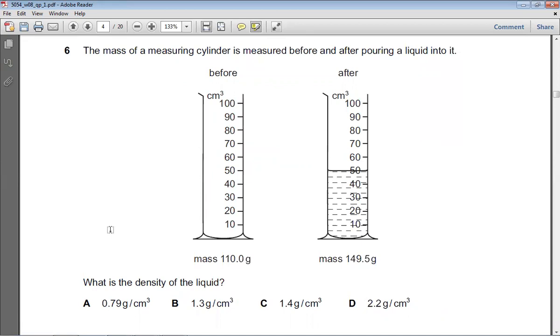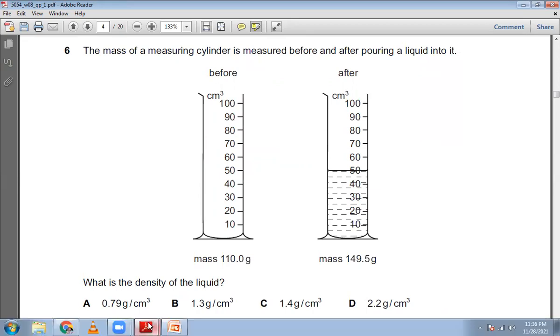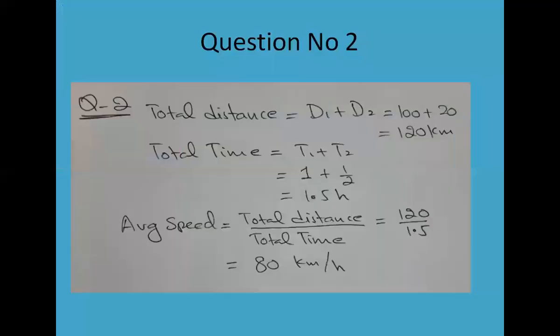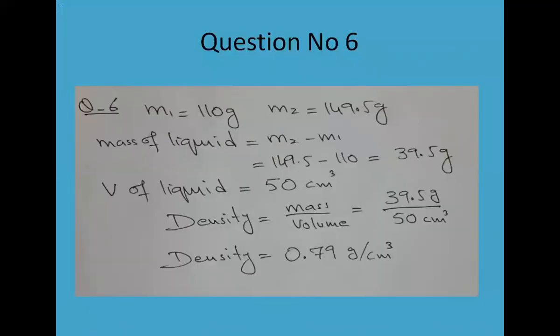The density of the liquid is mass divided by volume. I can find the mass as M2 minus M1. M2 is 149.5 gram and M1 is 110 gram. So just simply subtract them: the mass of the liquid will be M2 minus M1, 149.5 minus 110, and that will be 39.5 gram.